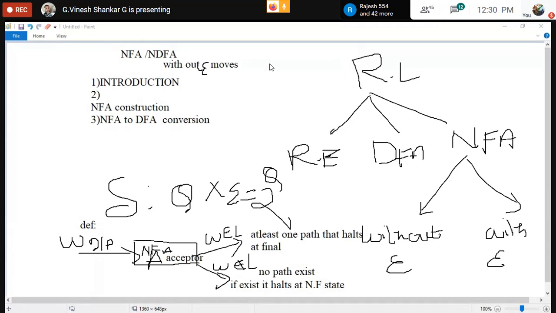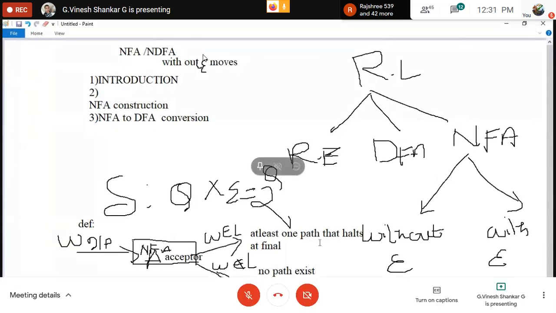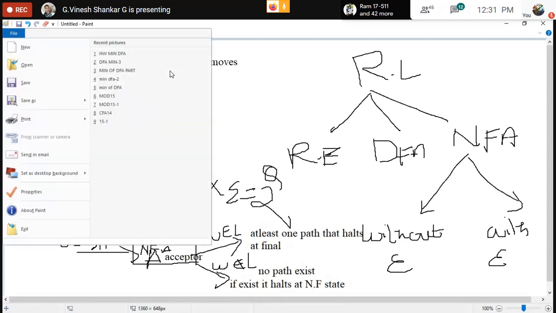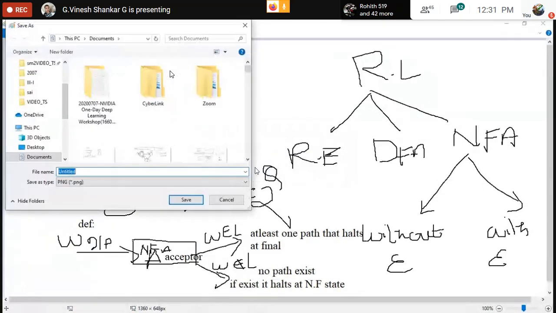Yeah. So this is a basic difference of NFA. If a string belongs to L, there will exist at least one path that halts at a final state. Halts means it will stop at a final state. No path exists if it doesn't belong to L. If it exists also, it will halt at a non-final state. So that is our introduction part. Let me go to the next one. This is NFA basics.